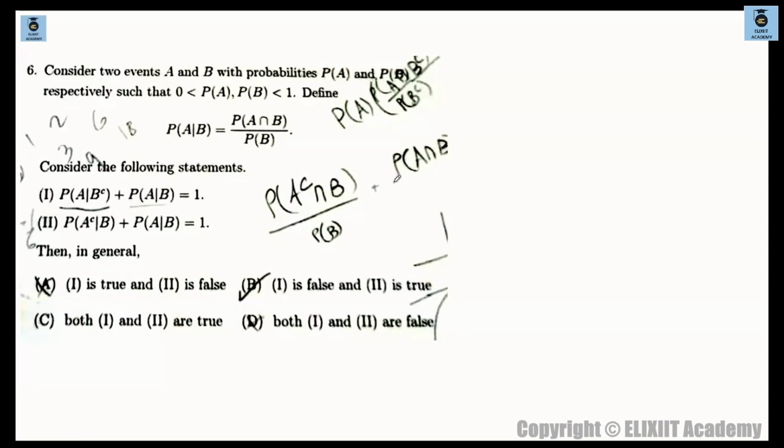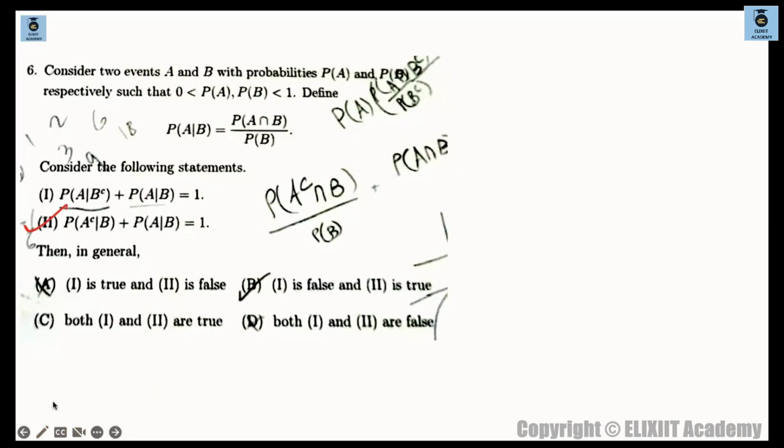The first one is saying P of A given that B complement occurs plus P of A given that B occurs is equal to 1. And the second one is saying P of A complement given that B occurs plus P of A given that B occurs is equal to 1. The second one is definitely true. It is taught as a very basic theory. So the second one is true definitely.